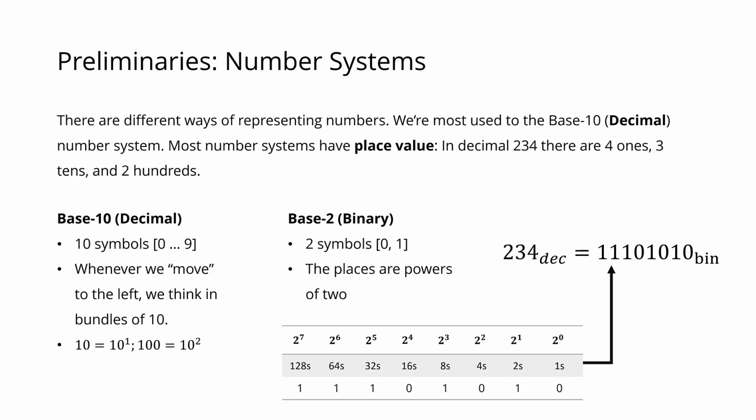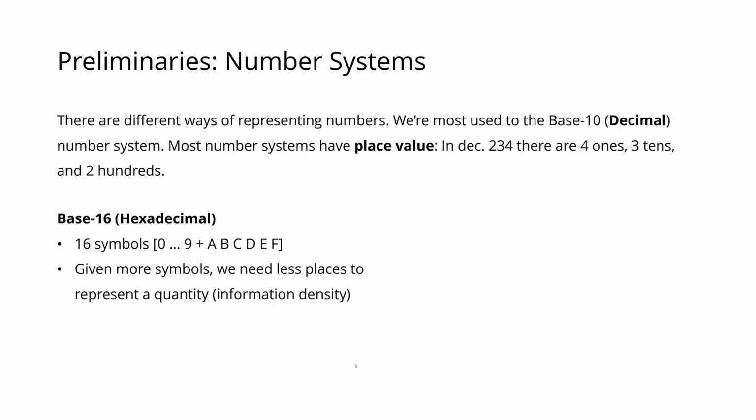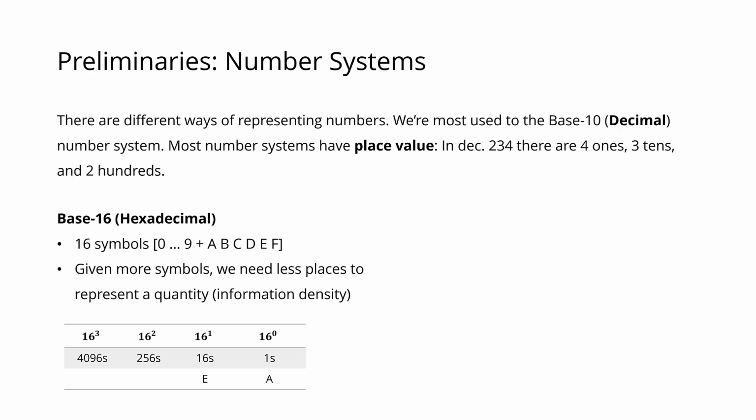Now, there's an additional one, and that's the one most interesting to us for this video, and that is the hexadecimal system. And in the hexadecimal system, we have 16 symbols. So we have 0 to 9, and then we also have A, B, C, D, E, F. So A would represent a decimal 10, B would represent a decimal 11, and so on and so forth. Now, why do we do that? Well, given more symbols, we need fewer places to represent a quantity. So we have a higher information density. We're going to look at that in a second. Also, hexadecimal is just easier to read than binary.